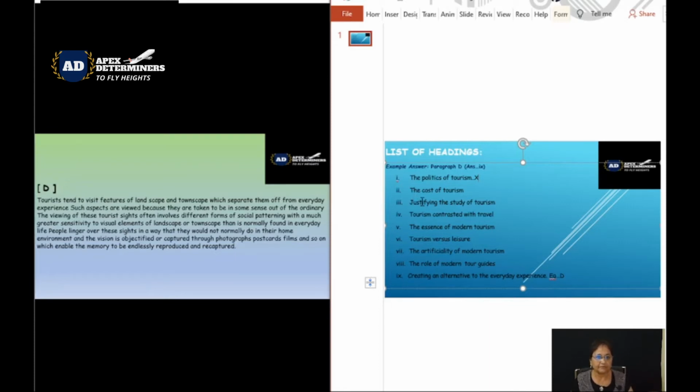Go to the second one. The cost of tourism. Will they give you a paragraph about the cost of tourism? Because the cost of tourism varies from place to place, city to city, country to country. So that will take a number of paragraphs to explain to us the different costs or prices for tourism. So I don't think there will be a paragraph emphasizing the costs of tourism. So the second one I am eliminating. Okay.